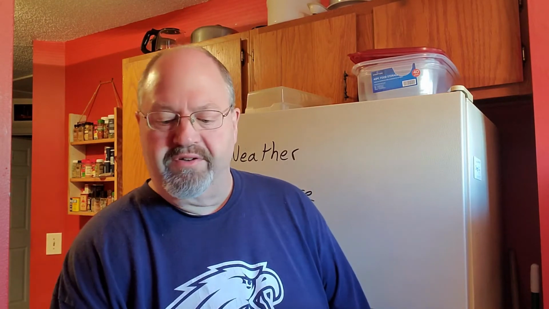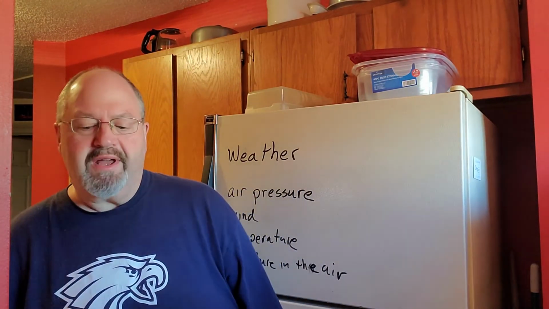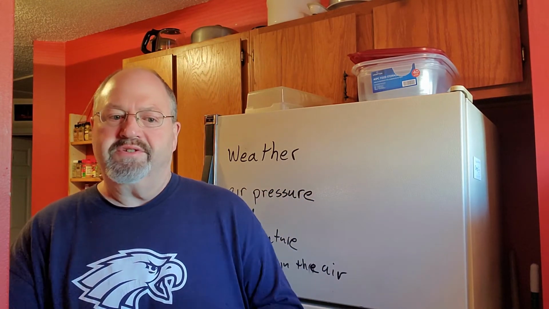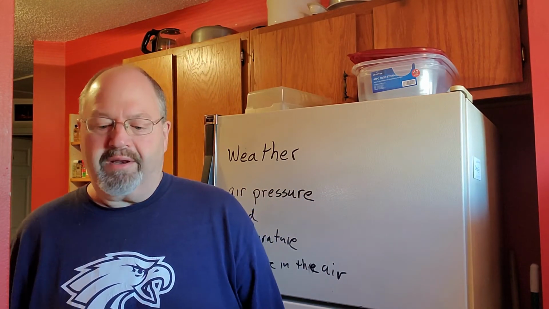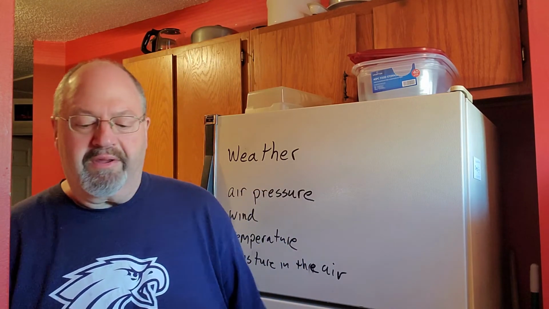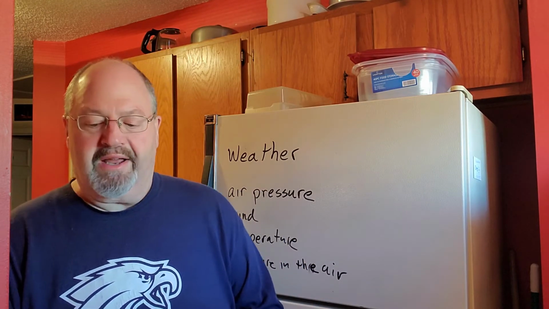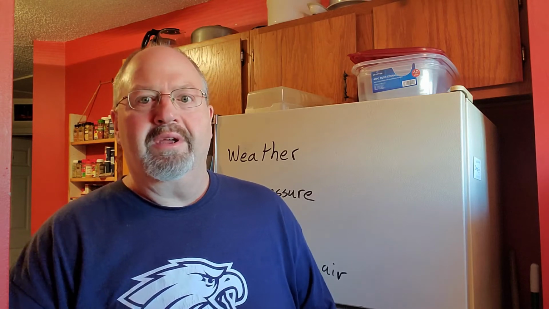So the official definition of weather is the state of the atmosphere at a specific time and place. So we learned about what the atmosphere is. Atmosphere is just a thin layer of gas that surrounds the planet. So weather is the state of the atmosphere at a specific time and place.